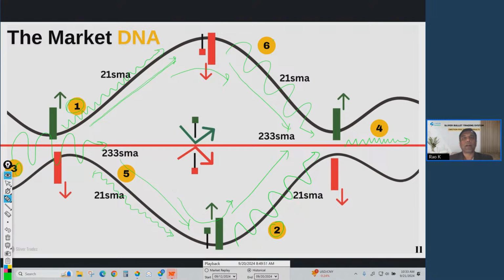Now, to answer the question, how do I know when the market will make a turn? Again, we'll look at life. Look at the highway. A car is driving on a highway. And say there is an intersection. It's a clover intersection. And what happens at the intersection?